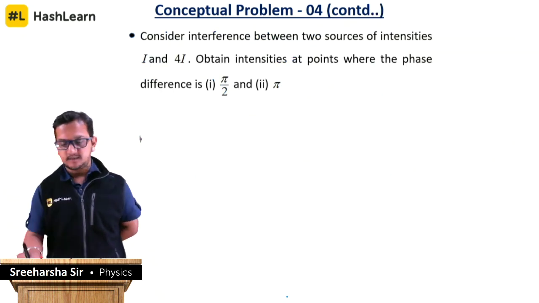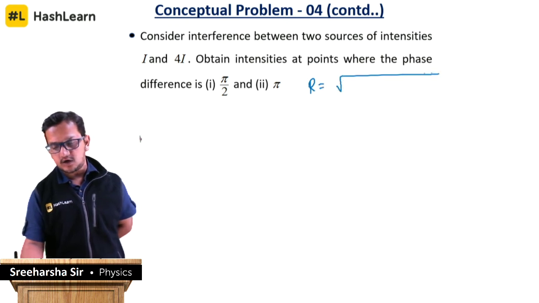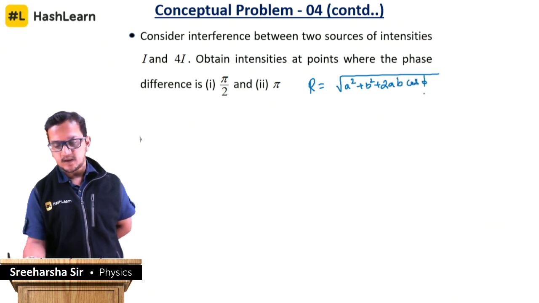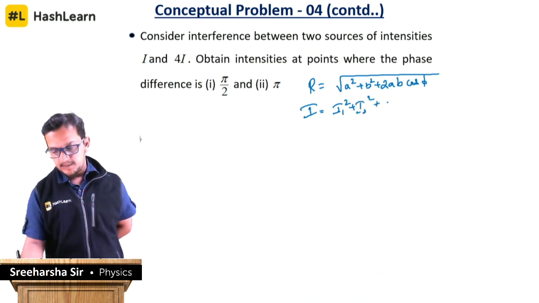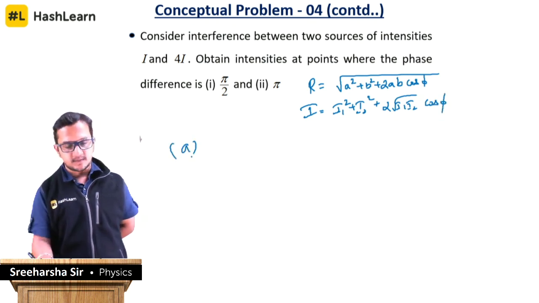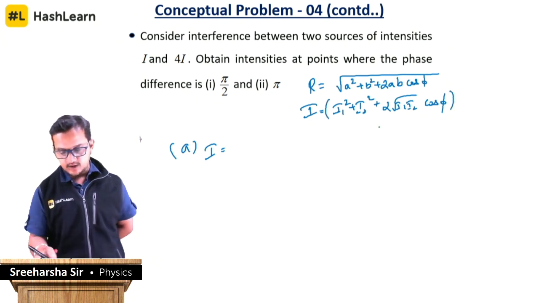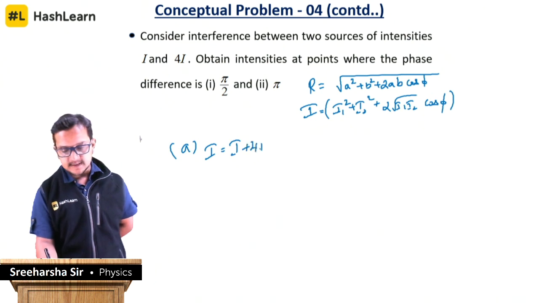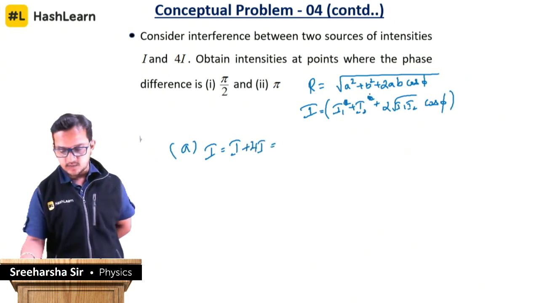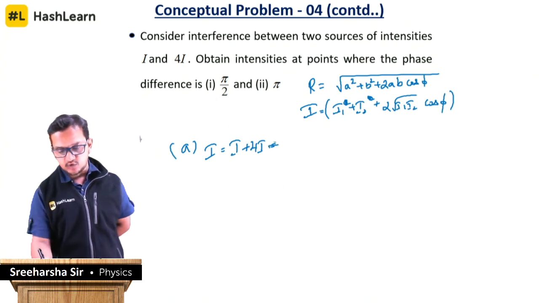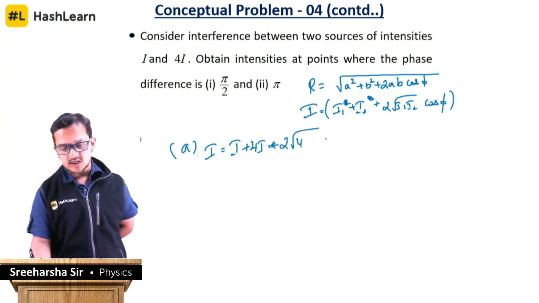So we have the equation R is equal to root of a square plus b square plus 2ab cos phi, or this can be written as I1 plus I2 plus 2 times root of I1 I2 cos phi. So from this, for A, I will be equal to I plus 4I. So this is I, not I square. So I1 plus I2 plus 2 times root of 4, and cos pi by 2 is 0. So the answer has become 5I.